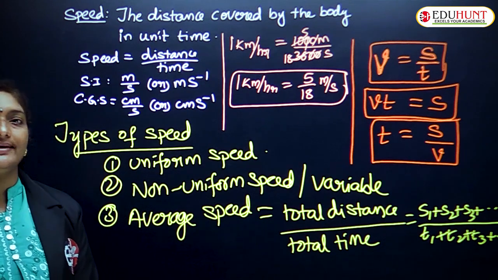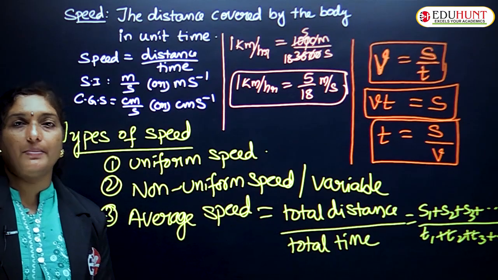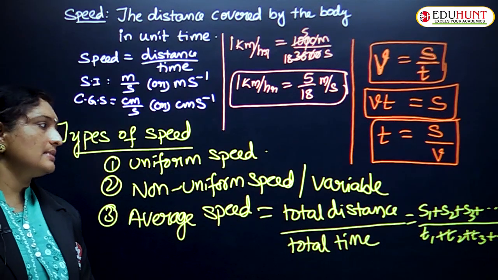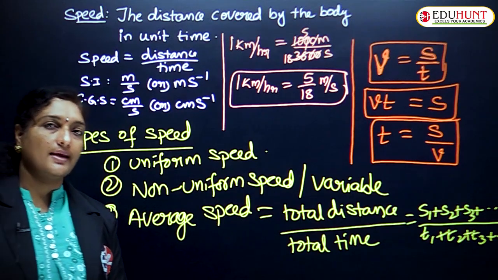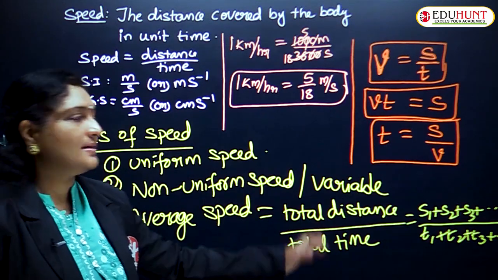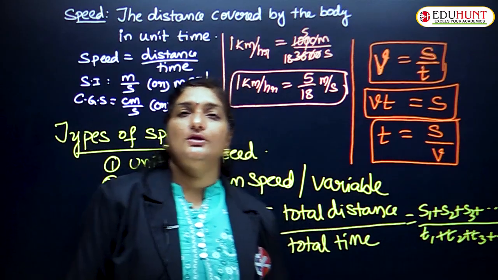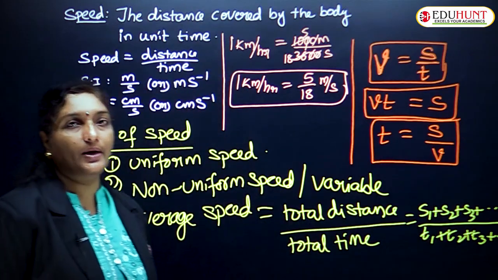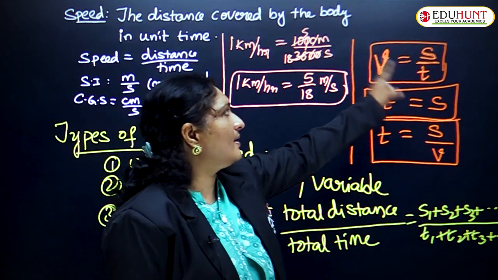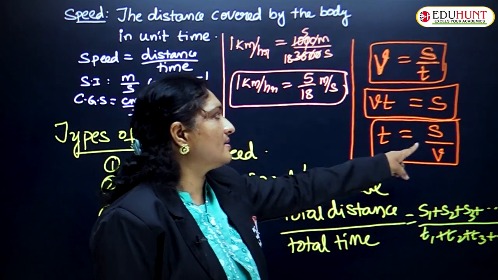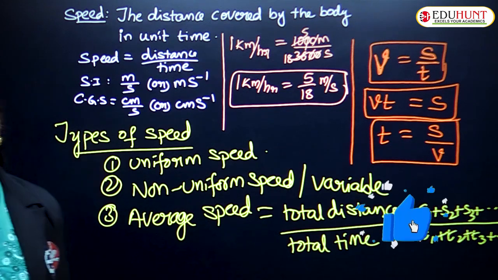If S1, S2, S3 and so on to Sn indicate the unequal distances covered by the body in the time intervals T1, T2, T3 and so on to Tn respectively, then average speed is calculated as (S1 plus S2 plus S3 and so on plus Sn) upon (T1 plus T2 plus T3 and so on plus Tn). And the mathematical form for speed: V equals S by T, or S equals Vt, or T equals S by V. Based on that, let us move to the numericals.